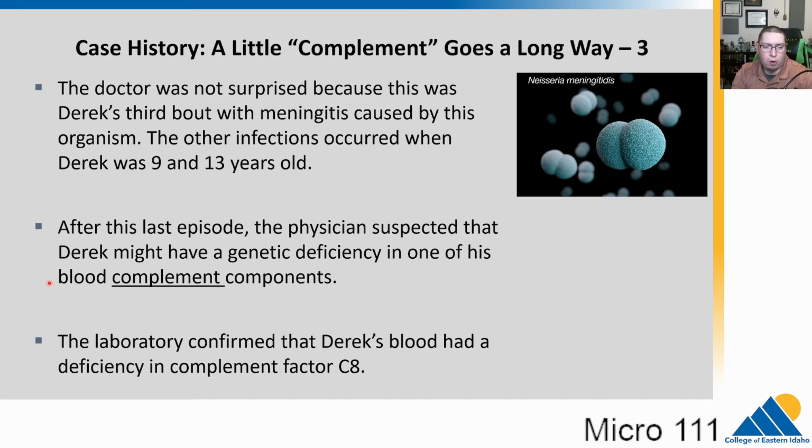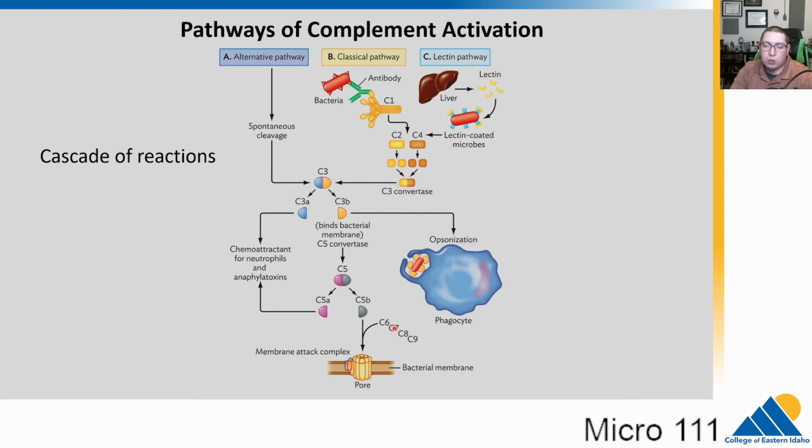The lab confirms that his blood is deficient in the C8 complement factor. That is this one down here. It's part of the complex that allows these membrane attack complexes to form. So he doesn't have this system to help destroy bacteria. His body recognizes them, and the adaptive system will kick on, but it doesn't have these initial quick mechanisms to start dealing with the infection.